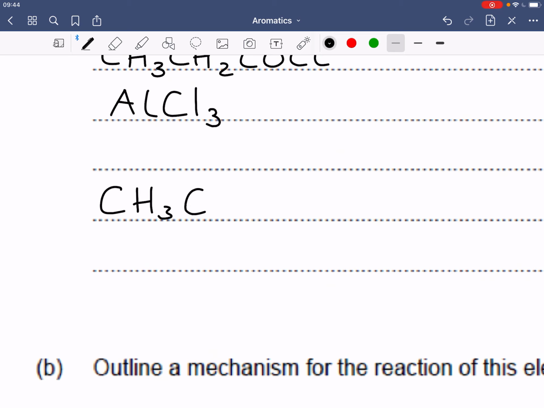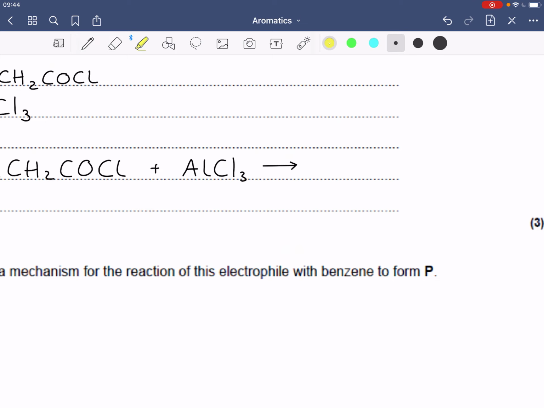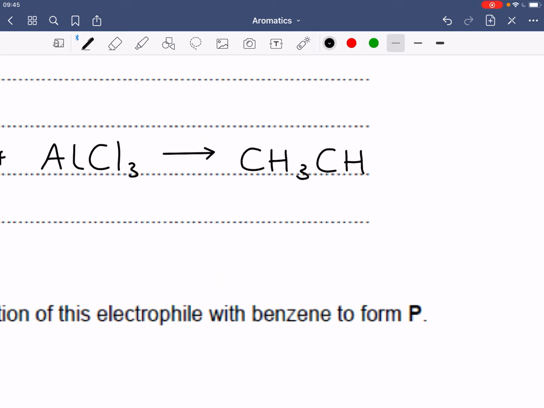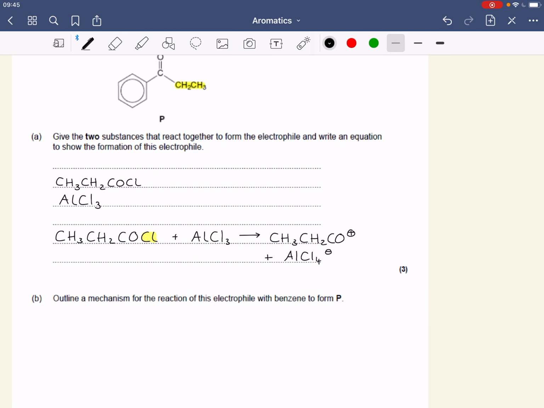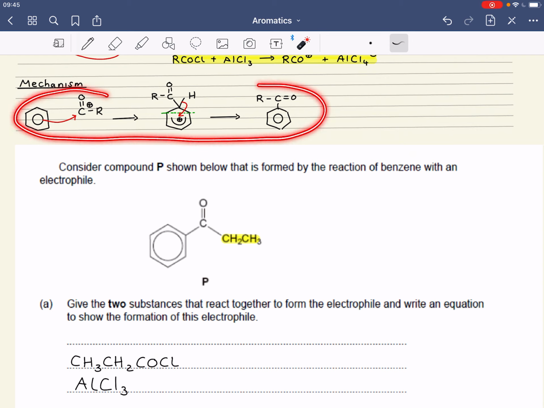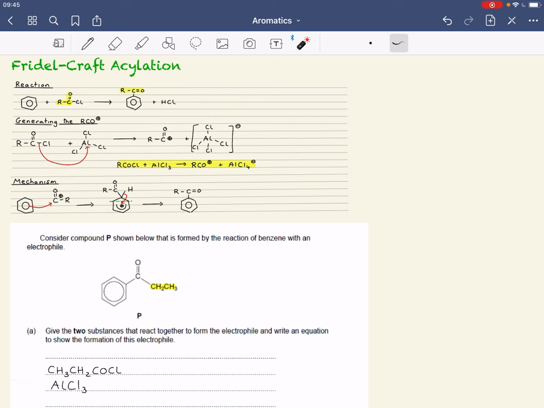It then asks to write an equation for the formation of this electrophile. Well, it'll be CH3CH2COCl + AlCl3, and again this chlorine is going to join on with the AlCl3, and we get this acylium ion + AlCl4-. It then asks for a mechanism for the reaction. Well, the mechanism is going to be exactly the same as this mechanism here, but we replace the R group by a CH2CH3. So that there is Friedel-Crafts acylation, and it gives you an example of how this question could be asked in an exam.